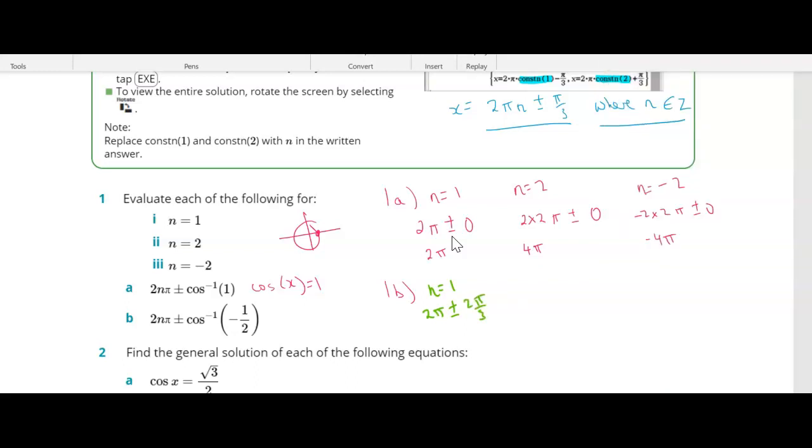So we've got to have 2 pi plus or minus 2 pi on 3. So if we have the same denominators, that's better. So 2 pi is the same as 6 pi on 3 plus or minus 2 pi on 3. So what's that? 8 pi on 3 and 4 pi on 3.